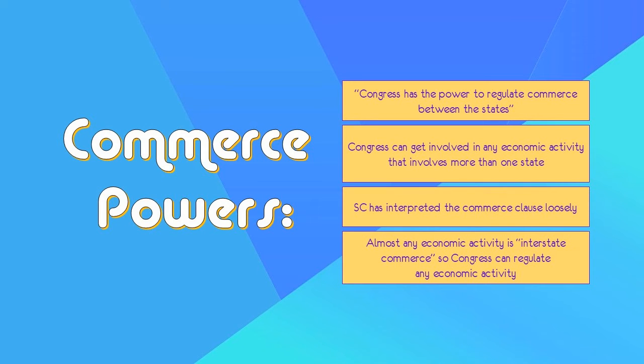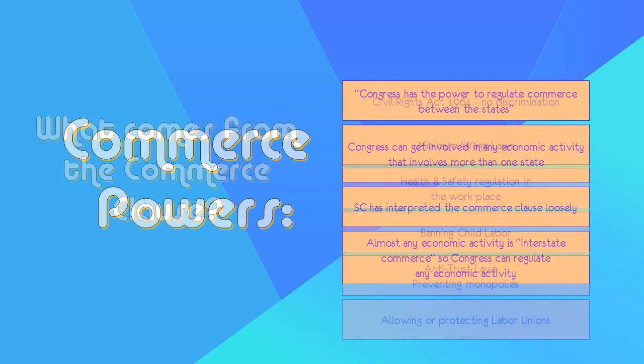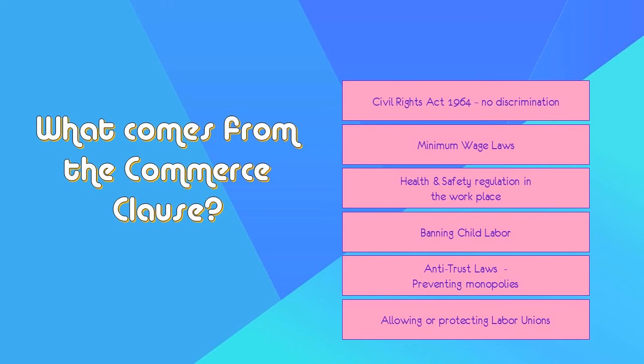And that is a loose interpretation of the commerce power in the Constitution. So if Congress is able to regulate any economic activity, that gives Congress the power to do all sorts of stuff that's not in the Constitution, but we can talk about that Congress has already done.